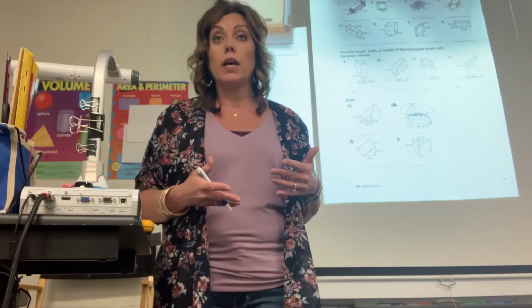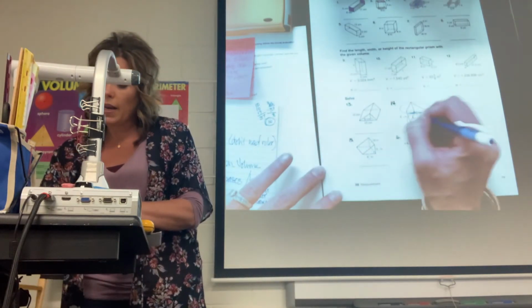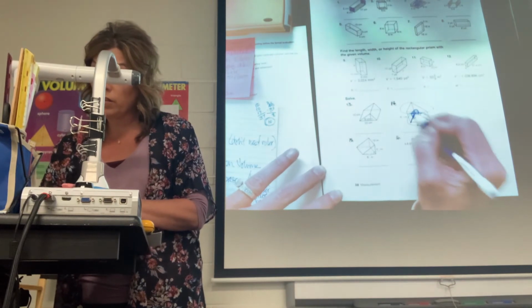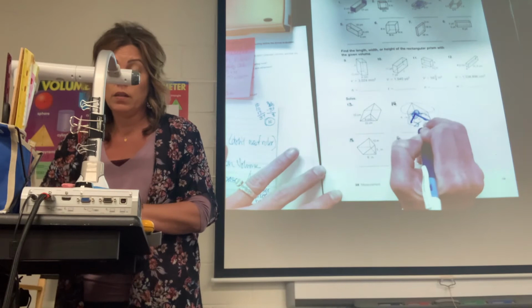So they need to know that standing tall makes a right angle, and I would always have them circle that, and then draw those lines so they know, hey, it's this line and this line. This 5 has nothing to do with it.